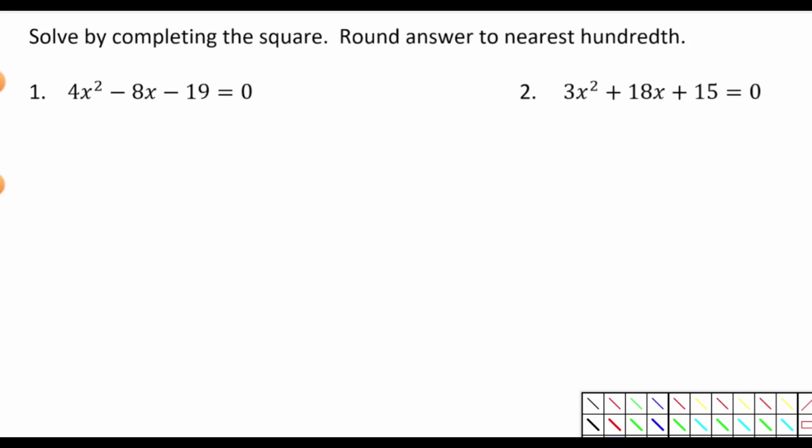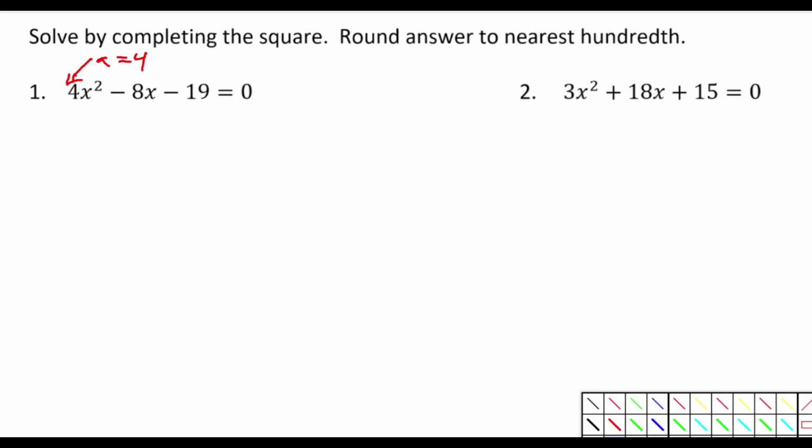All right, so how do we do this problem? Solve by completing the square, round your answer to the nearest hundredth. So what we said from the little warm-up problem is that we need this value of a right here to be a 1. So a right now is equal to 4. If we could just change it to a 1, then we can do the problem like we did yesterday.